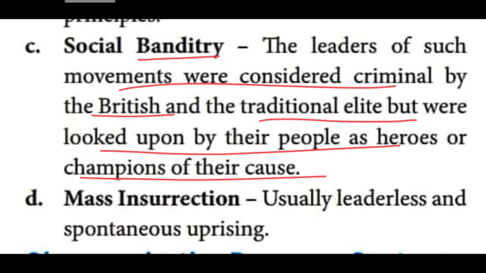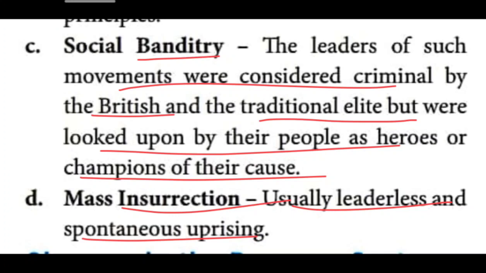Okay, the last one, mass insurrection. Insurrection, what is the meaning? A violent revolt. Otherwise, uprising, we can also say. Usually a leaderless and spontaneous revolt. So that is called mass insurrection. The people are there, but without a leader, they used to fight against the British. So these are the 4 types of rebellions.